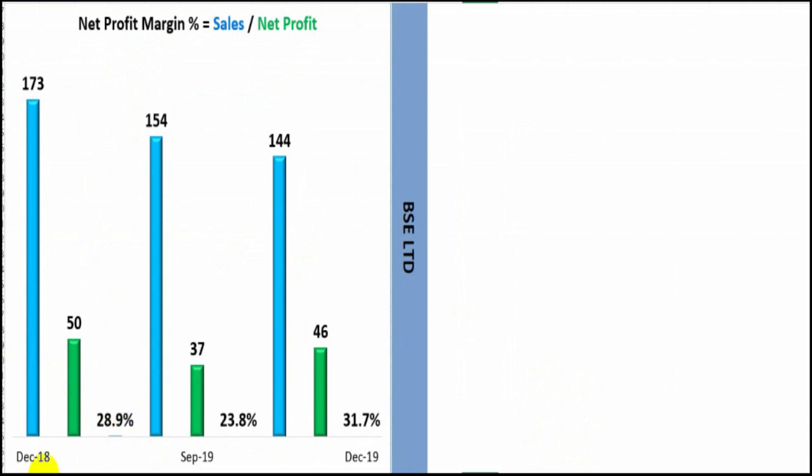In December 18, the company earned 28.9% margin. September 19, it was around 23.8, and in December 19, it went above 30%. So on a total sales of 144 crores in December quarter, the company's profit stood at around 46. So this concludes my detailed analysis of the financial statements of Bombay Stock Exchange.